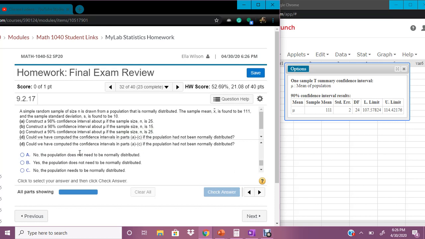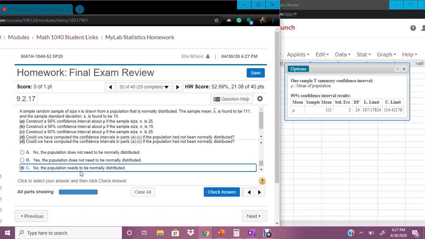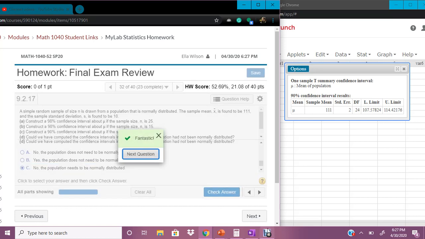Could we have computed the parts if the population had not been normally distributed? The population has to be normally distributed, or it has to have a sample size of greater than 30. All of these sample sizes were less than 30, and so no, the population needs to be normally distributed. All right, there we go.